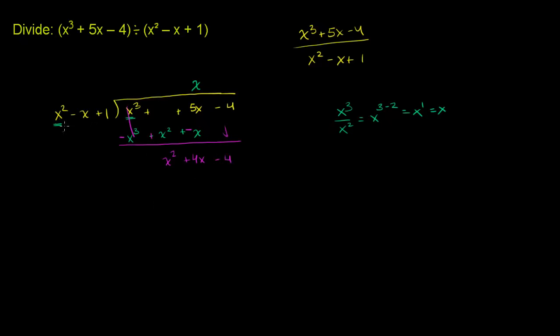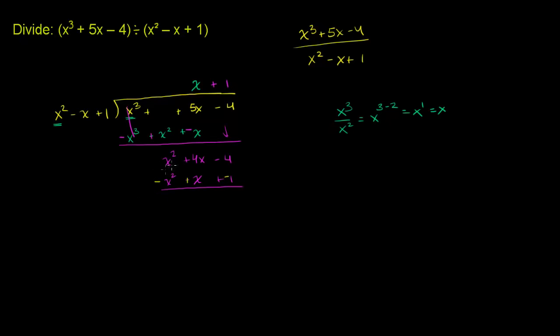And now let's look at the highest degree terms. x squared goes into x squared exactly one time. It's the same thing. So we put a plus 1. And then you have 1 times x squared is x squared. 1 times negative x is negative x. 1 times 1 is 1. And now we want to subtract this from that, or we want to add the opposite. And to add the opposite, we can just multiply each of these terms by negative 1. x squared becomes negative x squared. Negative x times negative 1 is positive x. And then positive 1 times negative 1 is negative 1.